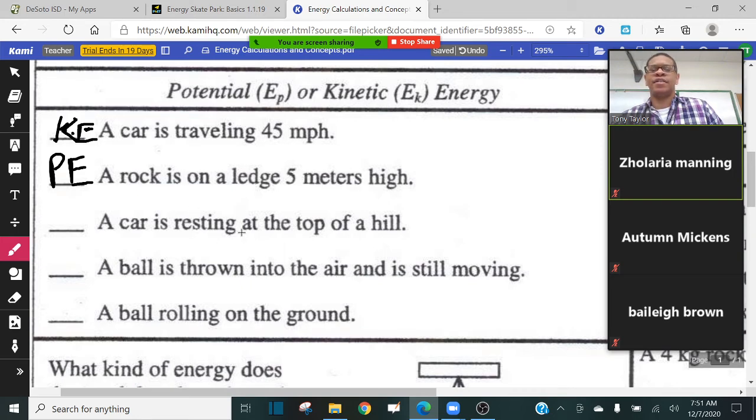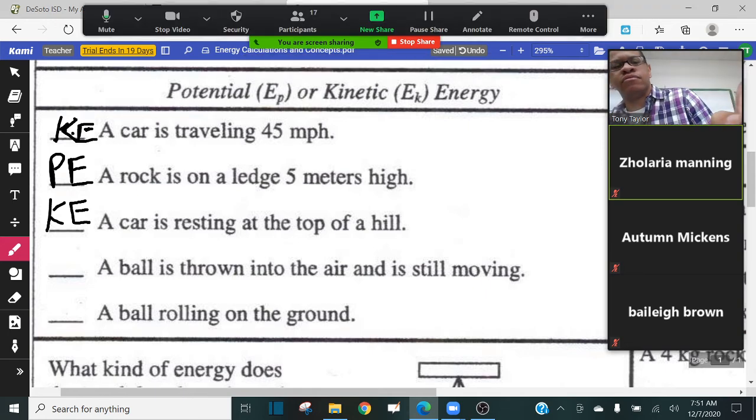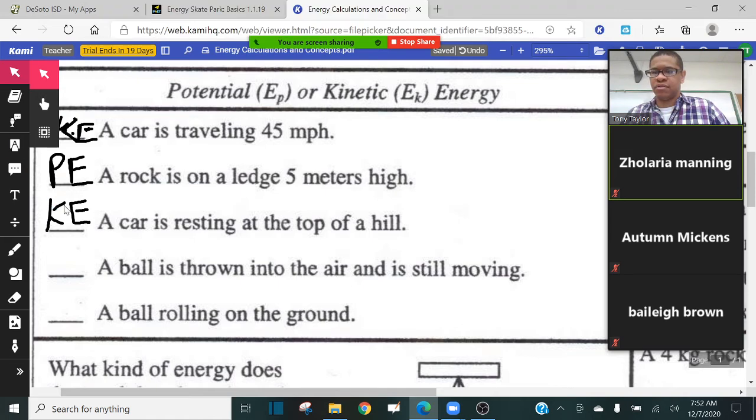A car is at rest at the top of a hill. So it's at rest, so it has no kinetic energy, but if it's at the top of the hill, it clearly has potential energy. I'm sorry, hold on. Excuse me, that's wrong. Let me erase this.